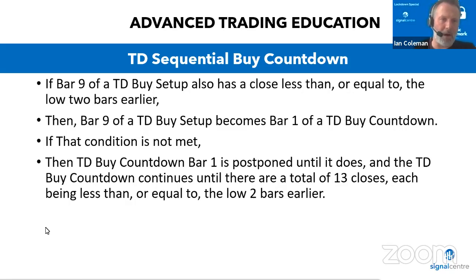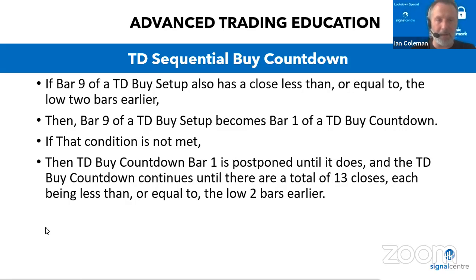So if bar 9 of the TD buy setup that we've just seen also has a close less than or equal to the low 2 bars earlier, then that bar 9 of the TD buy setup becomes the bar 1 of a TD buy countdown. And we'll see this in the chart. When we go to the chart, it might be blowing your brains at the moment. And like I said, you don't need to really know what builds this if you don't want to. You just need to know how to trade it.